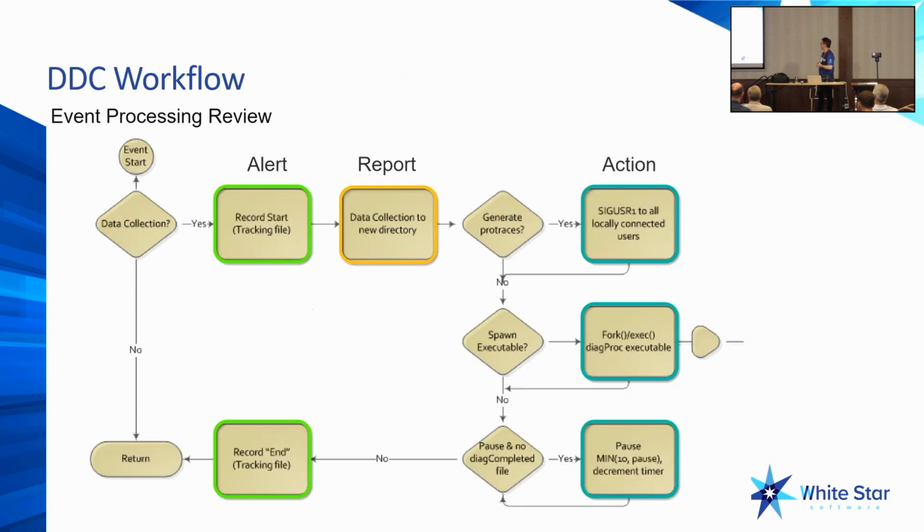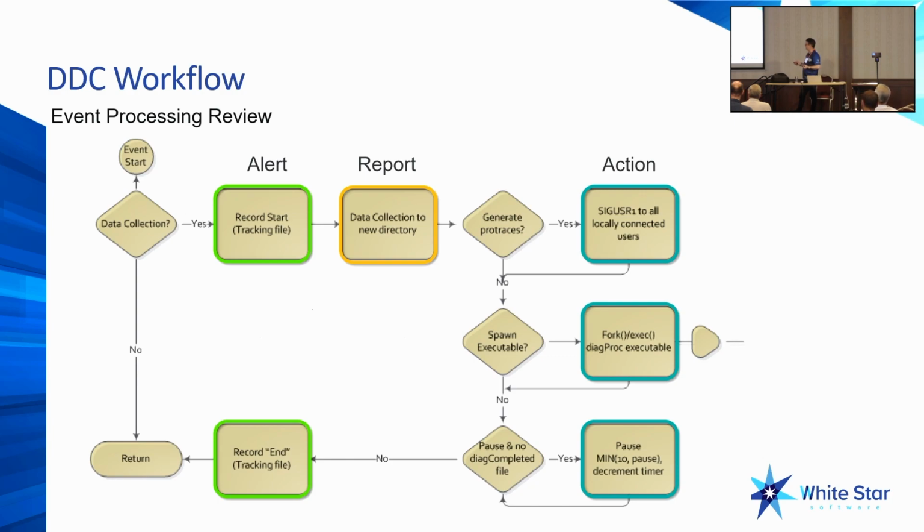So here's a flowchart that I shamelessly stole from a Progress presentation, but I couldn't do better, so I just borrowed it. And it describes sort of the workflow that happens under the covers when an event fires. So when an event happens, it's a lock table overflow, you hit the BI threshold, or it's a system error. The database looks to see, do we have DDC enabled? Is it enabled for this event type? It records a start entry in the tracking file. It creates the new subdirectory in the diagdir.